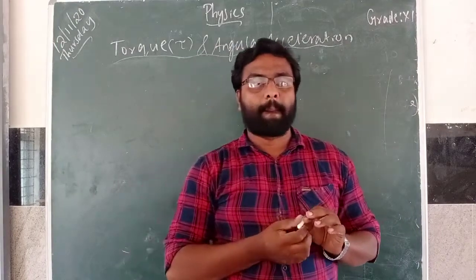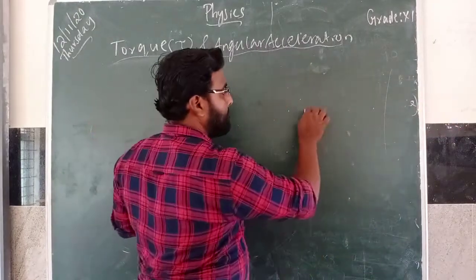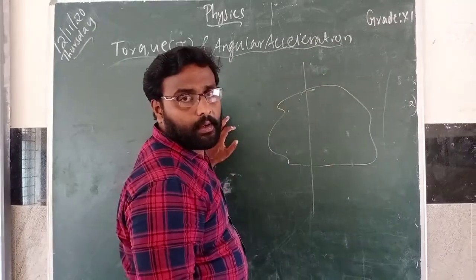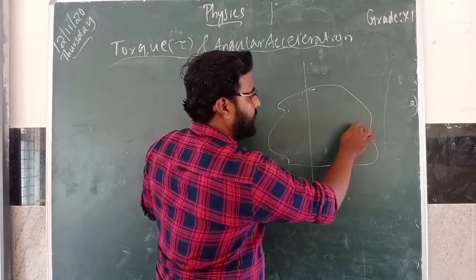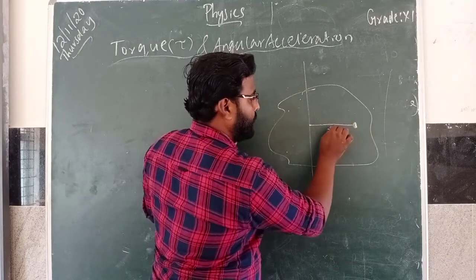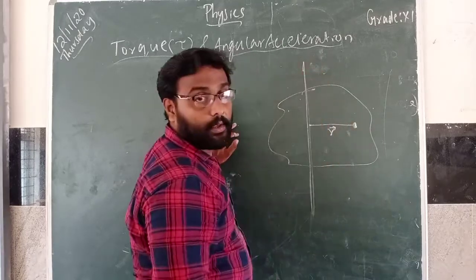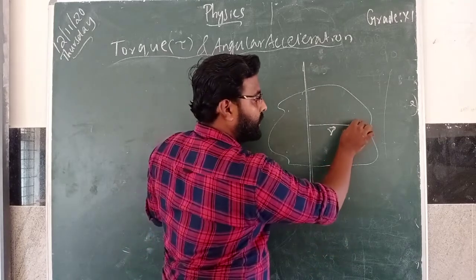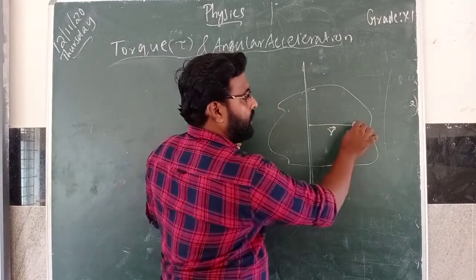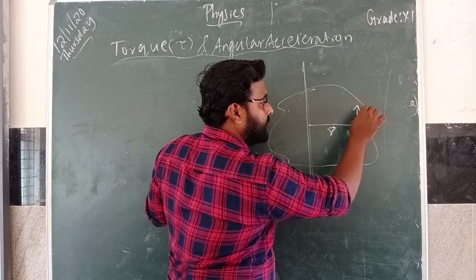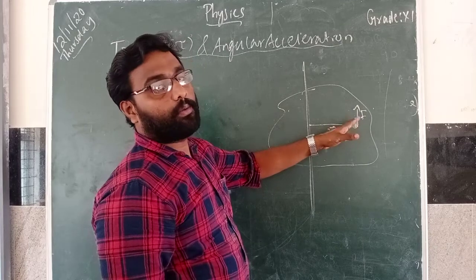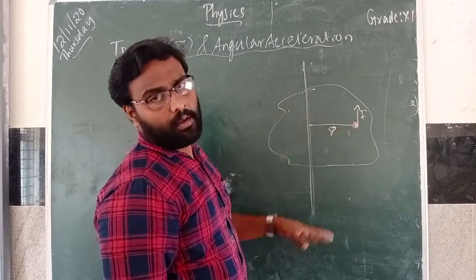Assume that there is one bulk object like this, one bulk object which is fixed on an axis. Now one point mass is kept at this place, at position vector R from this axis. Due to this point mass, this object starts to rotate. Here there is a tangential force F acting, so due to this tangential force F acting on the point mass, this object rotates.